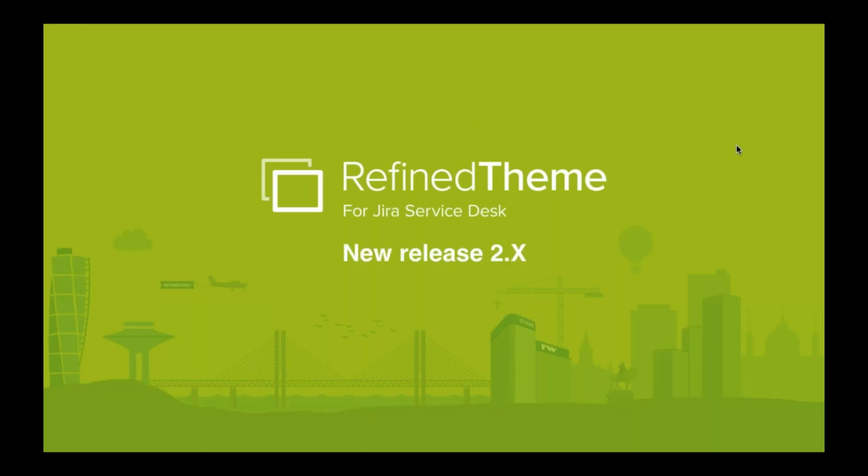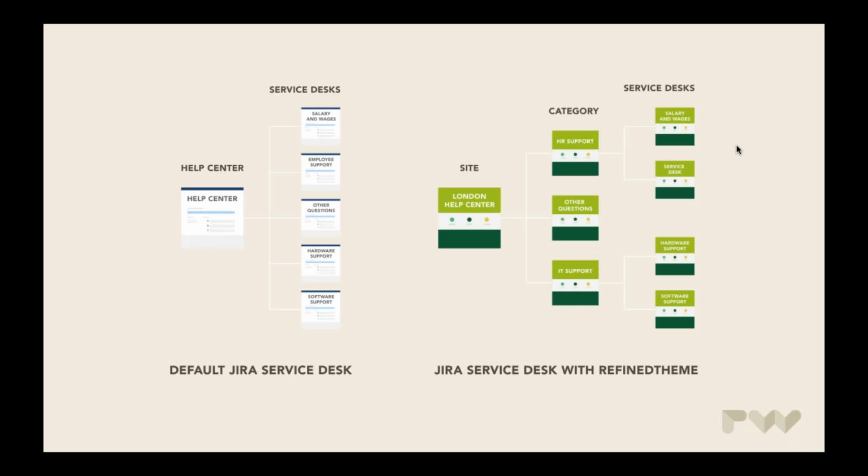So I'm going to go into more detail on that part. Let's have a look at some of the features that we've released at the beginning of June. The first one I'm going to talk about is site and category structure, because this is probably the biggest feature. If you're familiar with our app for Confluence Server, RefinedTheme for Confluence Server, then you'll already be familiar with the site and category structure.